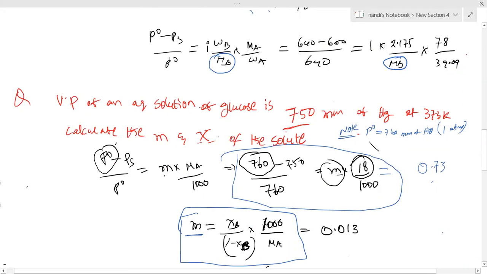MA is the solvent here, mostly water. What is the molecular weight of water? 18 grams. Then substitute and get the XB value. XB is 0.013. This is your answer.